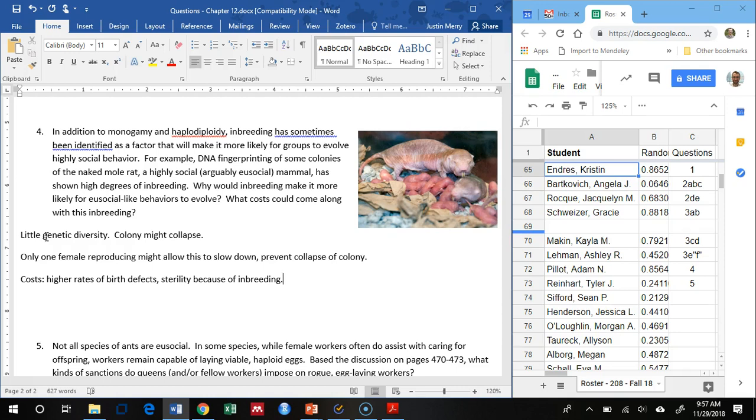Anybody have any additional thoughts on how this could impact social behavior within the colony? One little thing I want to fish for: what would this do to the relatedness coefficient with inbreeding? What do you think?